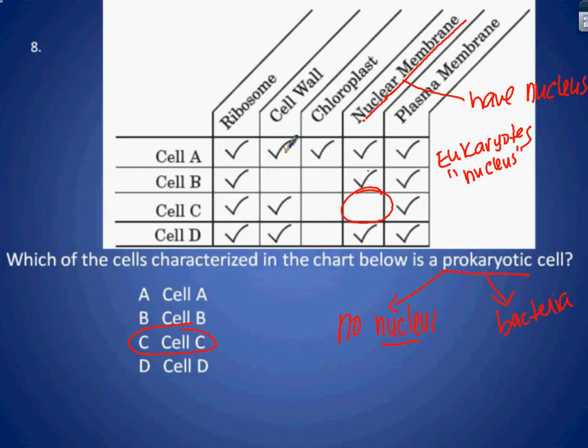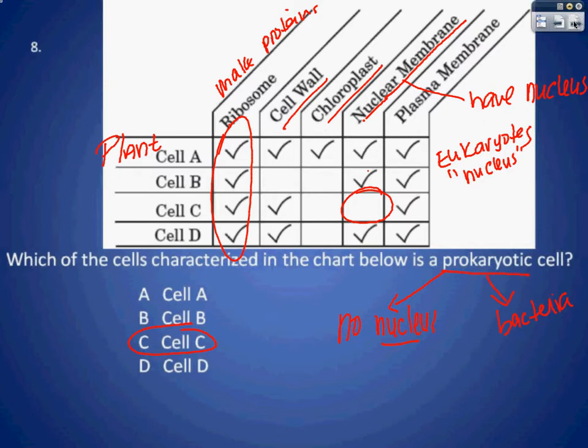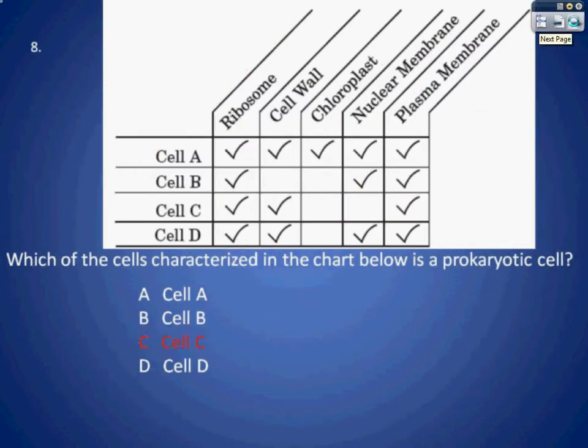If we have a cell wall, also, it's going to be a plant cell. So you can see a couple of different things starting to flow through here. All cells, no matter what, will have a ribosome, because again, the ribosome makes proteins, and all cells need protein. So we look at cell A, you have a ribosome, cell wall, chloroplast, and a nucleus. This is definitely going to be a plant cell, just by looking at it, because again, you have a cell wall and a chloroplast. Okay. Just reviewing a little bit there. Get a little bit more out of the question than what it was asking for.